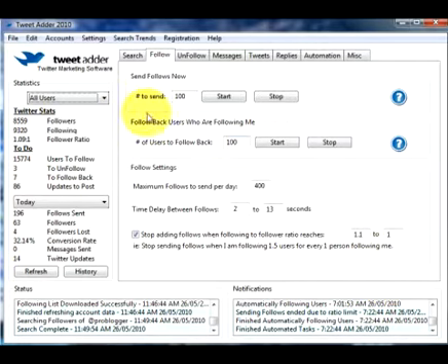So on the left hand side is a list of my statistics, and up here across the top are the tabs, the options we've got. I'm on the follow option.